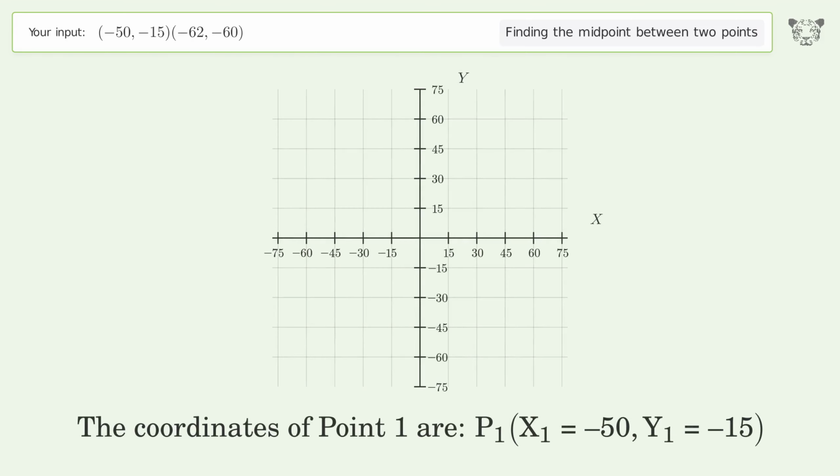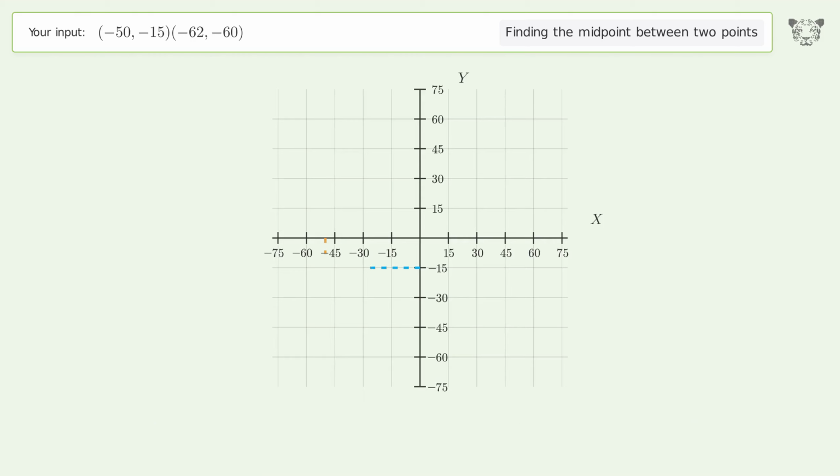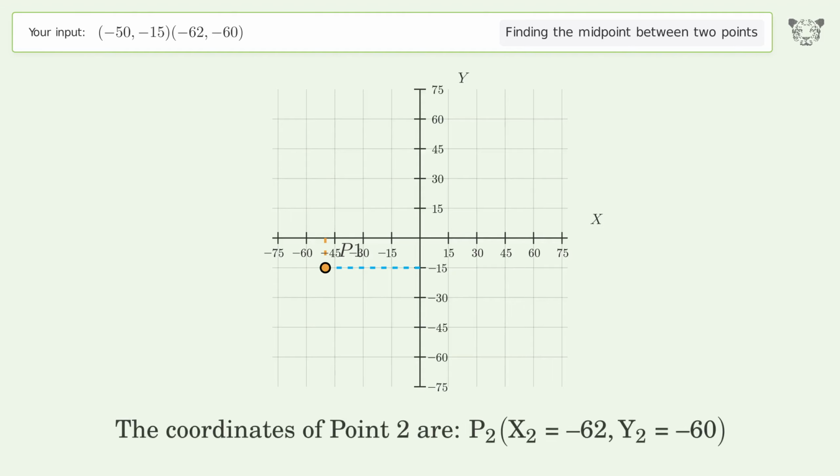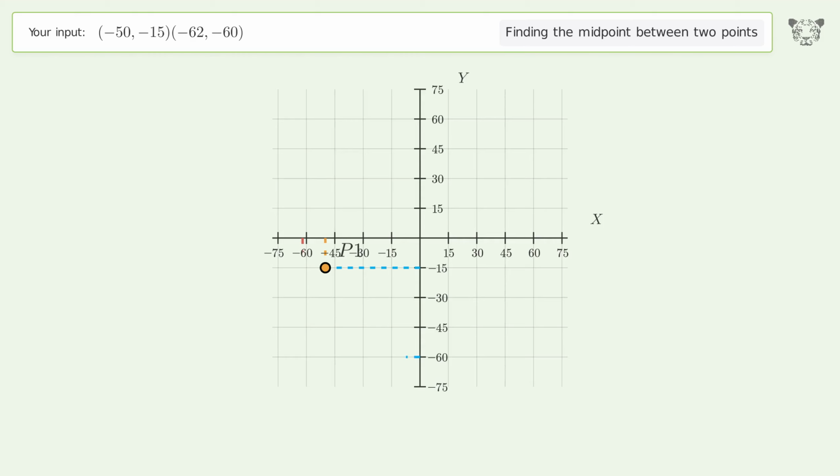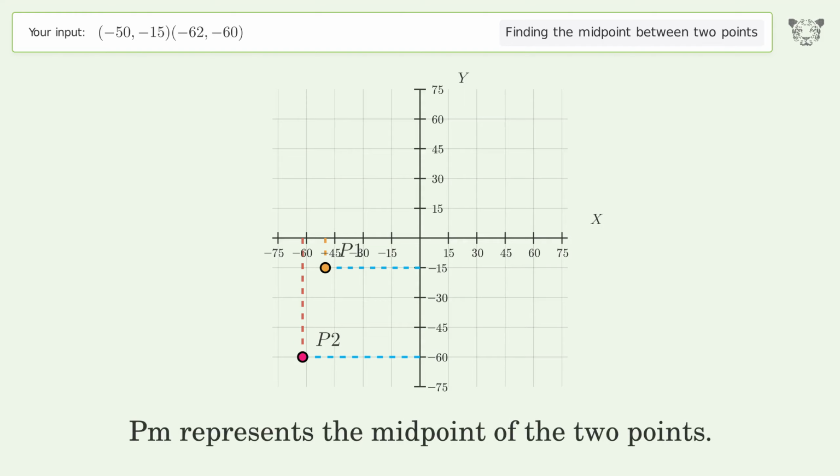The coordinates of point 1 are, x1 equals -50, y1 equals -15. The coordinates of point 2 are, x2 equals -62, y2 equals -60. PM represents the midpoint of the 2 points.